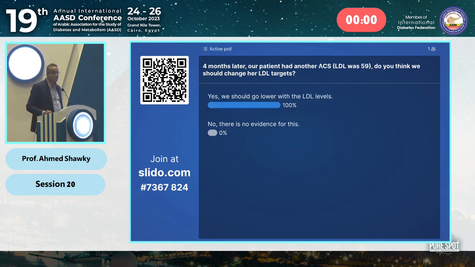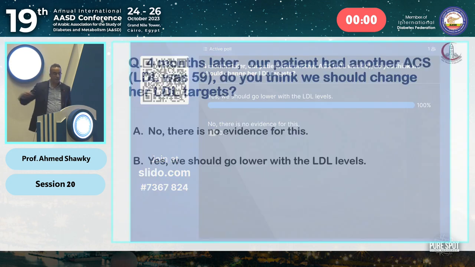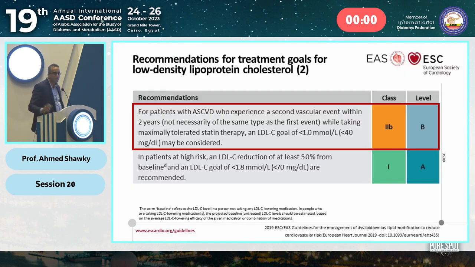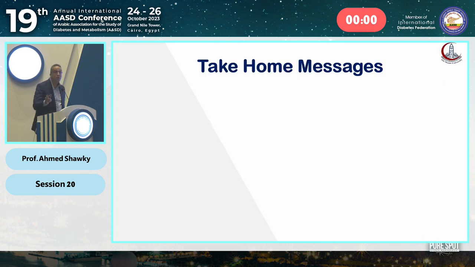Well, actually, this was answered 4 years ago in the guidelines. Thank you. In the guidelines, I'm trying to stick to time, very sorry, we can go down to 40, which is 1 millimole of LDL, if the patient has a recurrent event within 2 years. So sorry for taking a lot of your time. Thank you for your interaction.